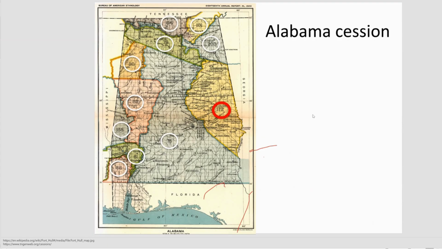Butler is probably a little past the other side of that yellow line, so that land got ceded at a different time. I think 75 is definitely earlier than 172. So if you're trying to figure out what the land was like at that period of time with the Native Americans, then this is the information we want to know.